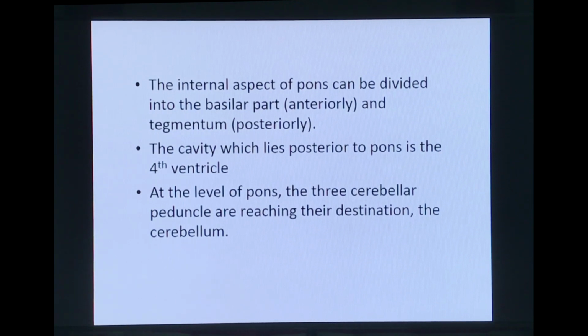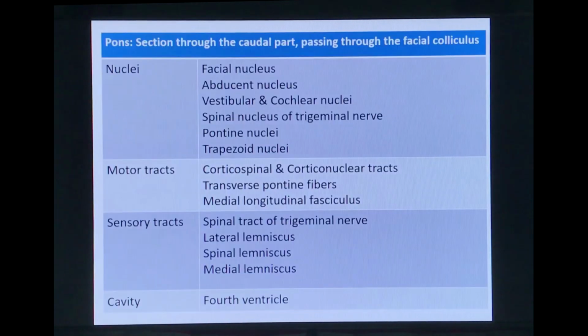As I mentioned earlier, at the level of the Pons, all the three cerebellar peduncles join, so they are close to each other and they reach their destination, which is the cerebellum. They are the superior, middle and inferior cerebellar peduncles.